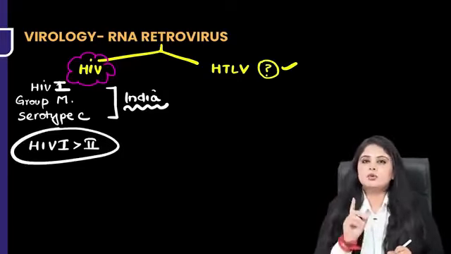The envelope has GP160. 160 is divided into 2 parts: 120 and 41. GAG has 4 things: 6, 7, 17 and 24. Coming to Pol, Pol has 3 enzymes, that is RIP.